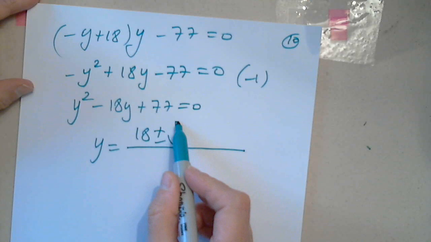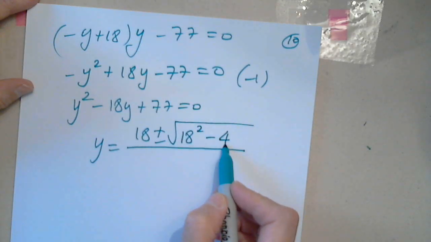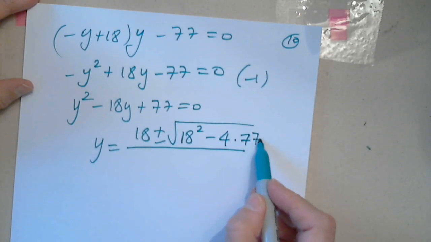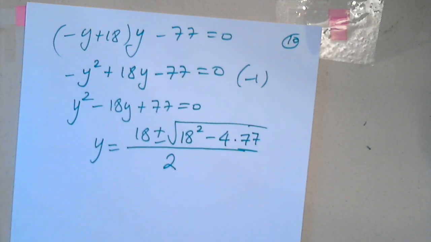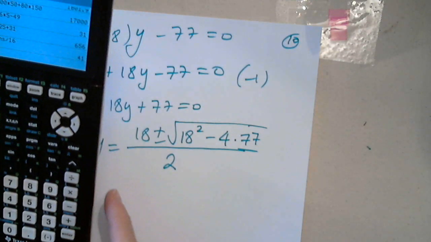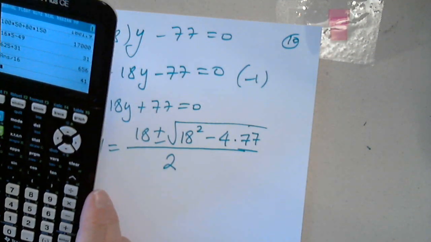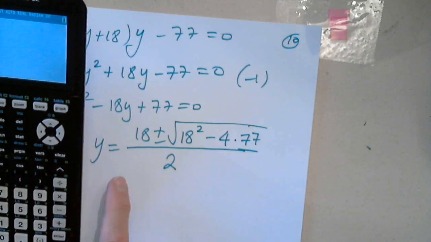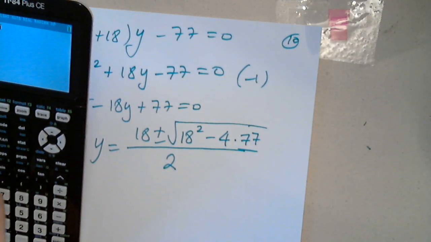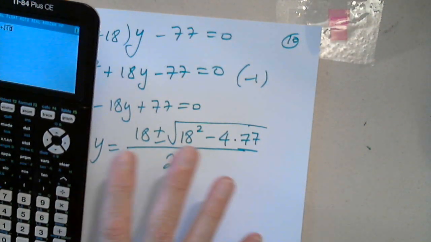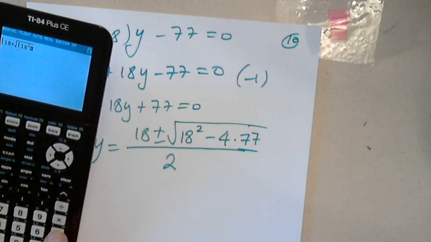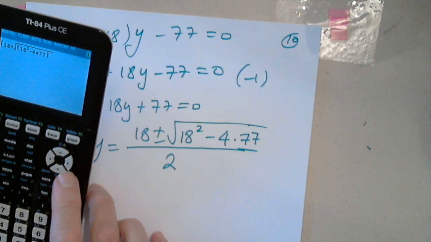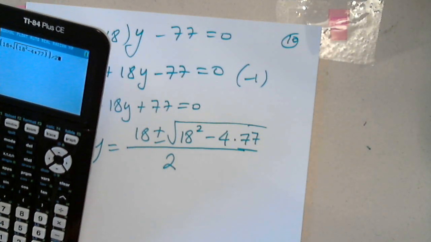Negative b plus or minus the square root of b squared minus 4 times a times c, over 2 times a. I used to have a calculator. Where is it? I got it. Remember parentheses around the numerator. Clear. Left parenthesis 18 plus the square root. I put parentheses. These sophisticated calculators may not need it, but you know me, I'm not sophisticated. Minus 4 times 77, close the parenthesis, go outside, close the parenthesis, and divide by 2.